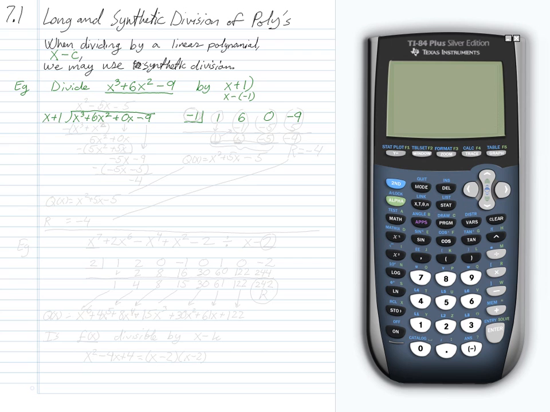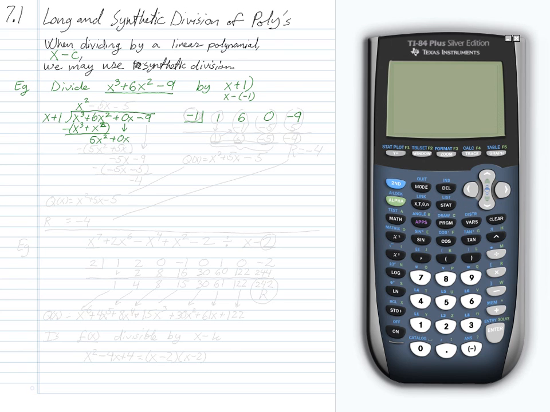Alright, so I'll perform the long division first. I'll compare x cubed and x. I need an x squared there. So x cubed plus x squared. And I subtract the stuff on the bottom, so x cubed vanishes, and I just get 6x squared minus x squared, 5x squared. Bring down the 0x.